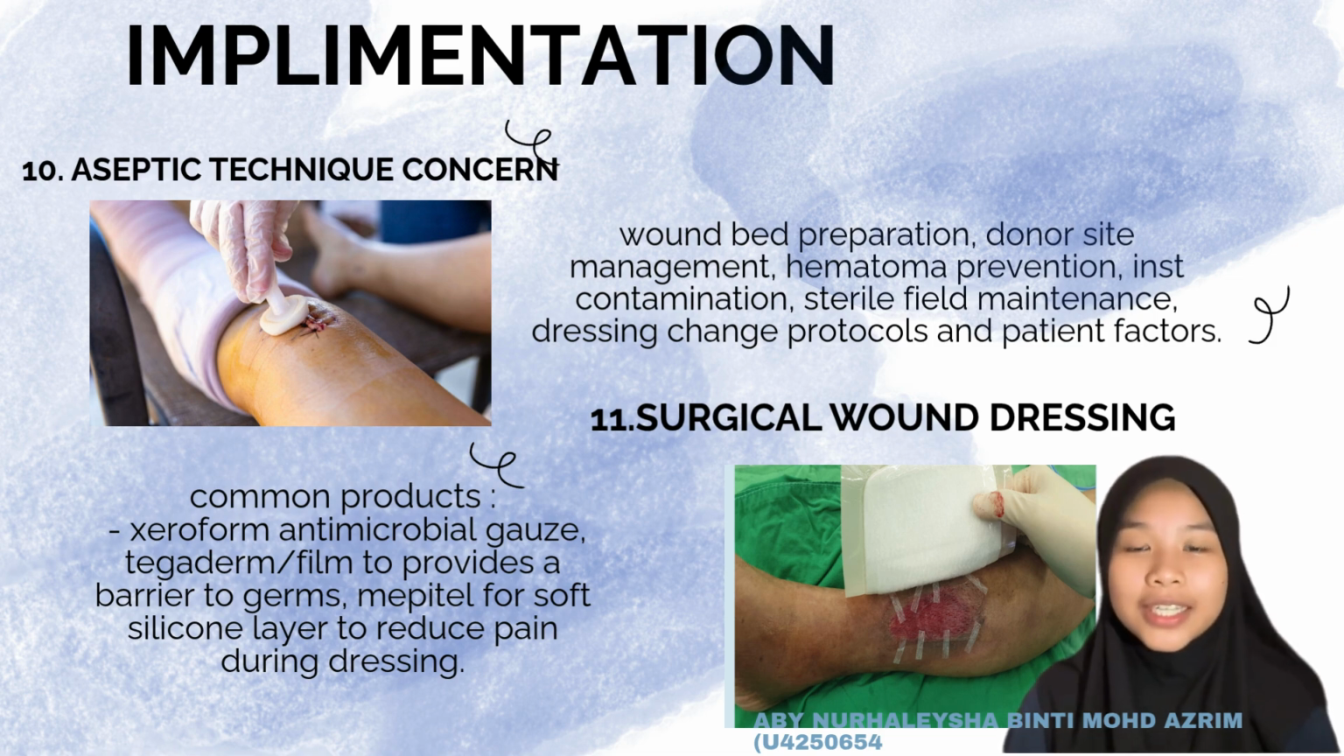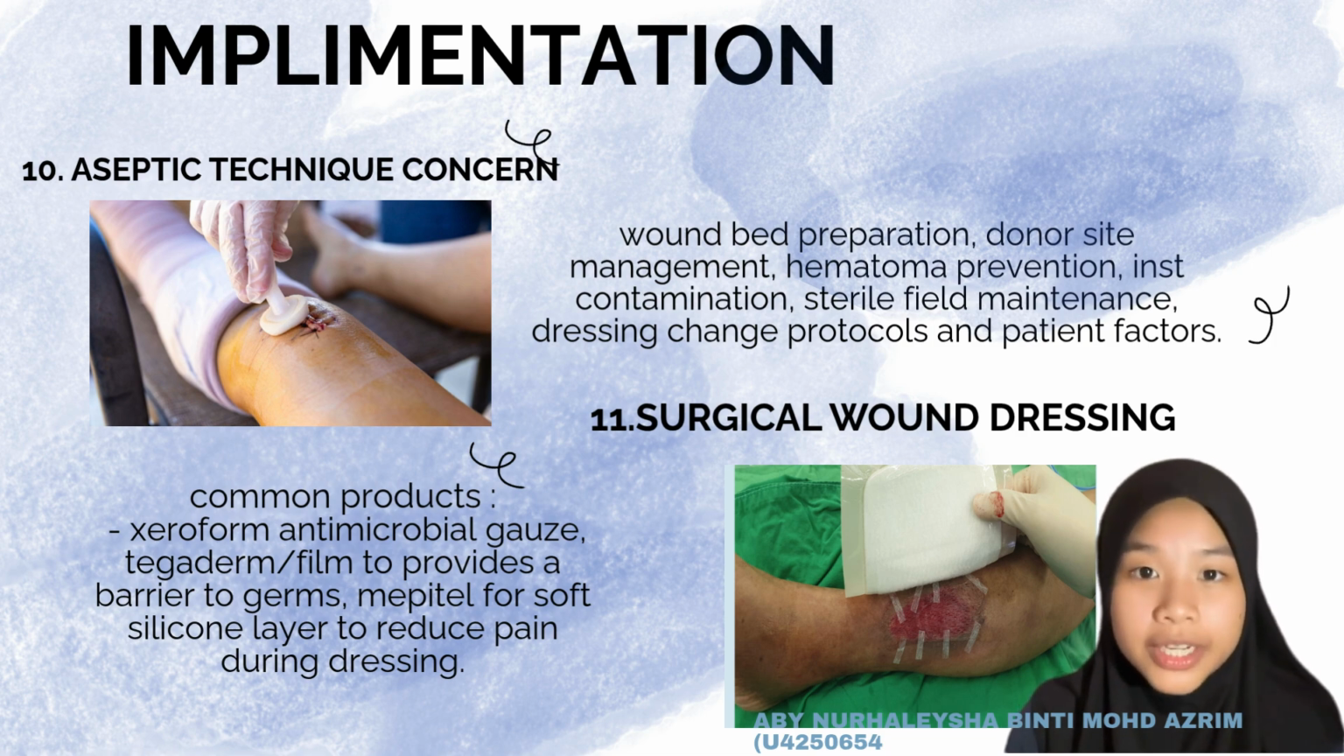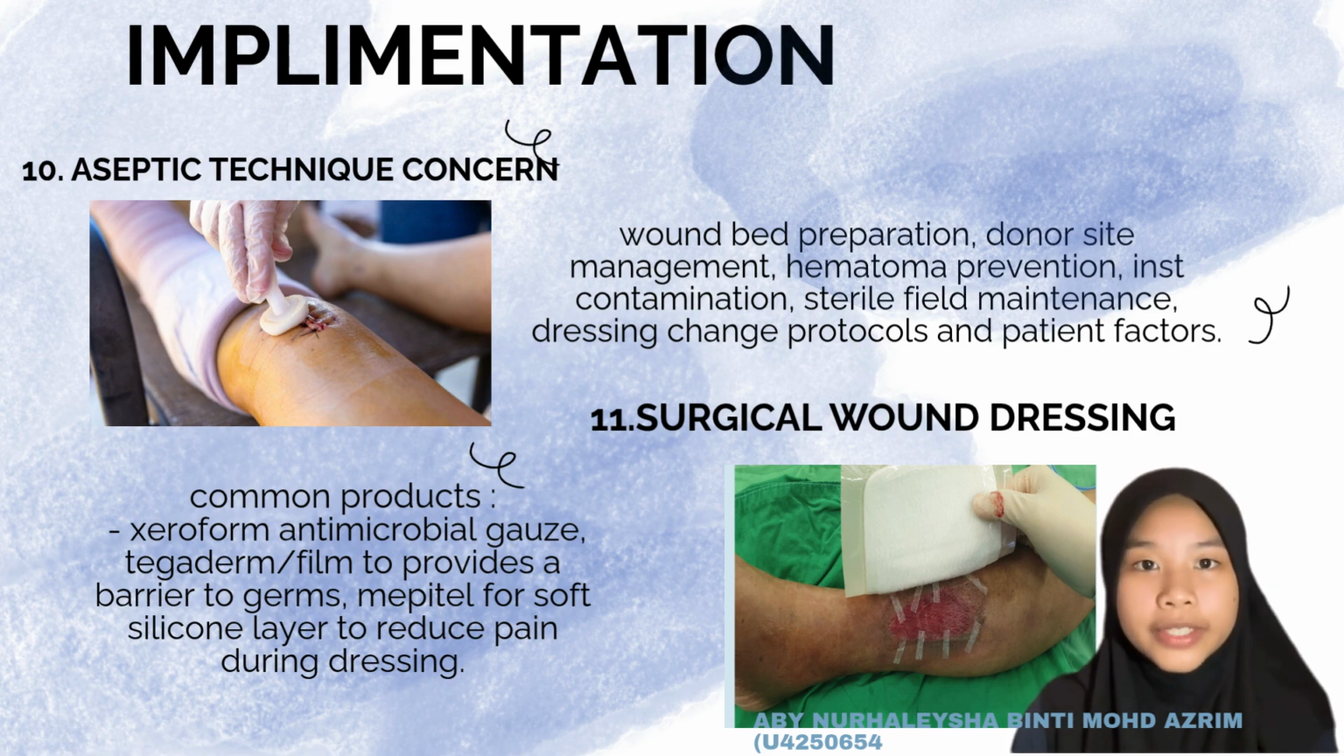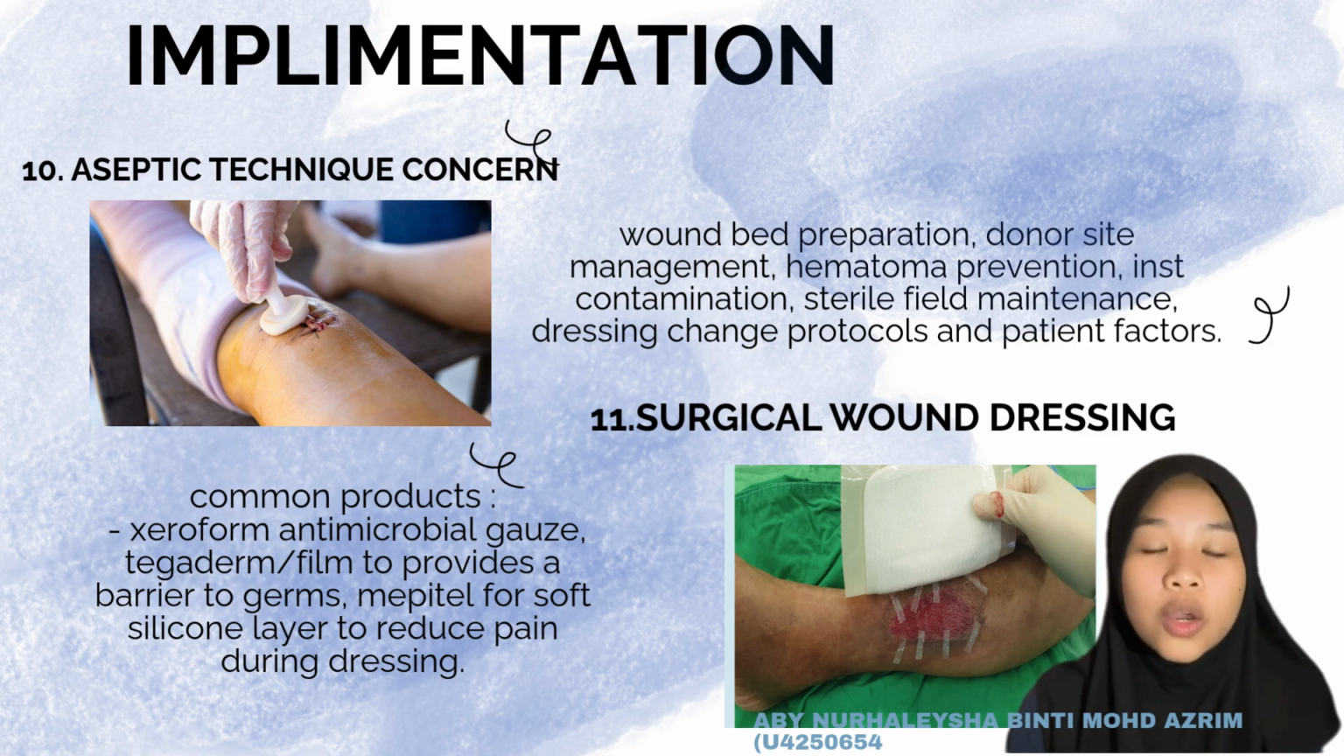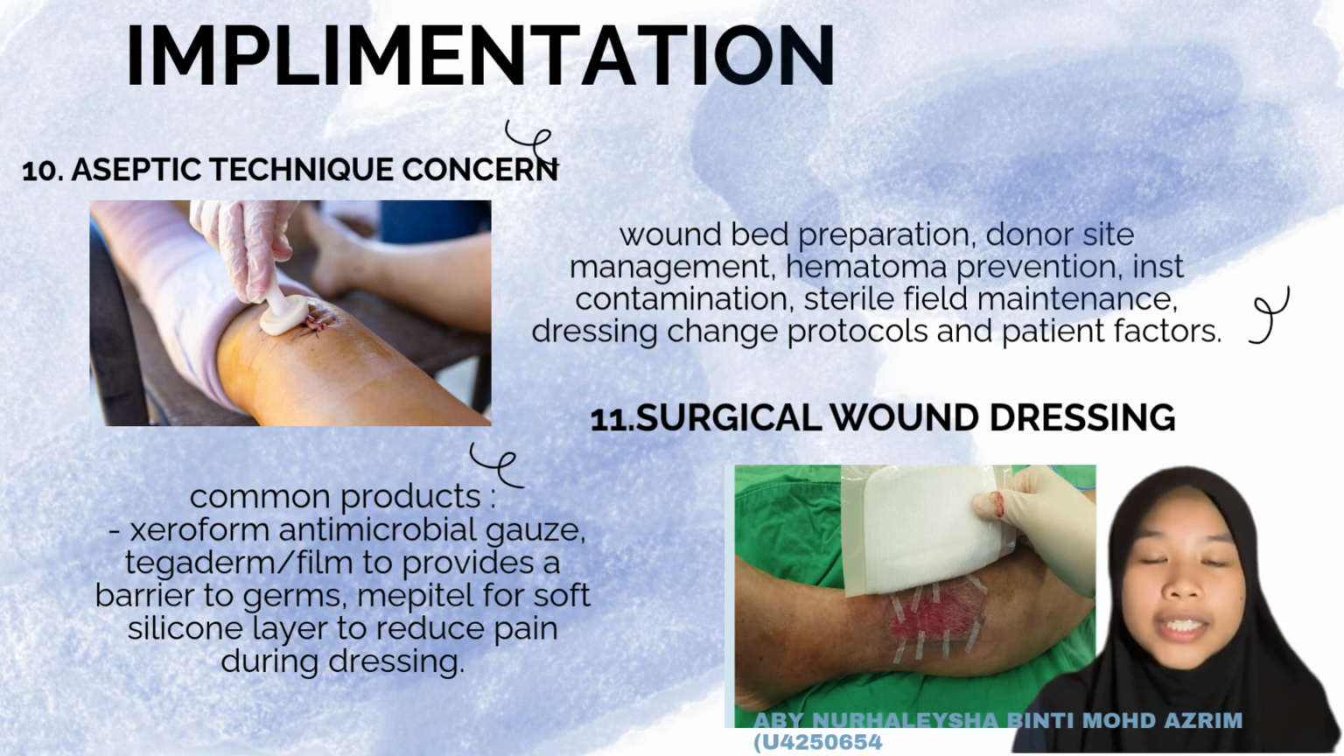Last but not least, we focus on aseptic technique and surgical wound dressing. Aseptic technique helps prevent infection by ensuring proper wound preparation, maintaining a sterile field, and following correct dressing protocols. For wound dressing, we use products like antimicrobial gauze, film dressings to block germs, and silicone dressings to reduce pain. Overall, proper technique and the right materials support faster healing and prevent complications.